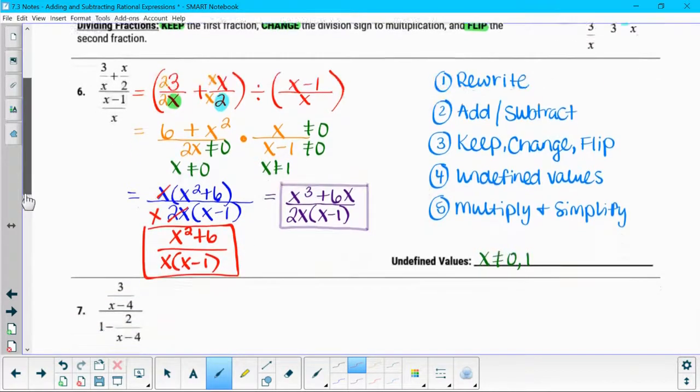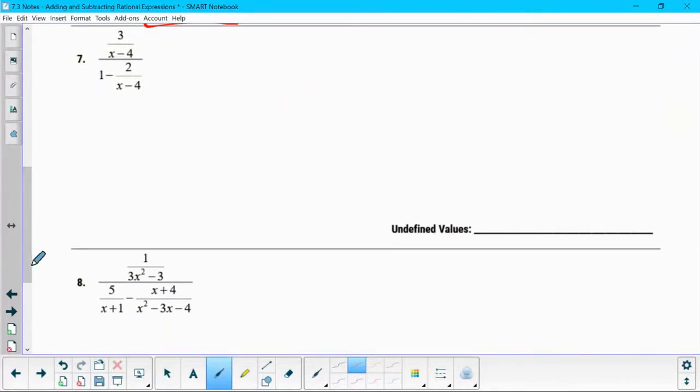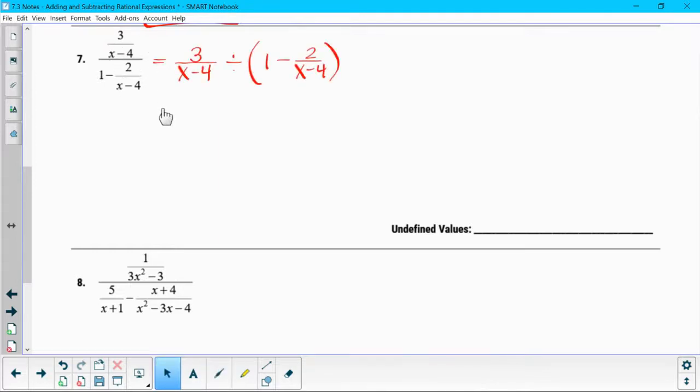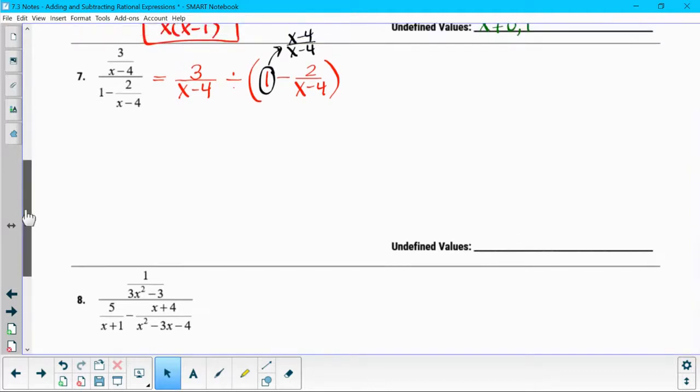Now, with number 7, I'm going to go through the same steps. First, I'm going to rewrite because I don't like looking at it in this way. 3 over x minus 4 divided by 1 minus 2 over x minus 4. Now, remember, anytime you have the number 1, it could be anything. You can turn it into anything that you want or you need. I want it to have a denominator of x minus 4. So I'm going to rewrite it so that it is x minus 4 over x minus 4.